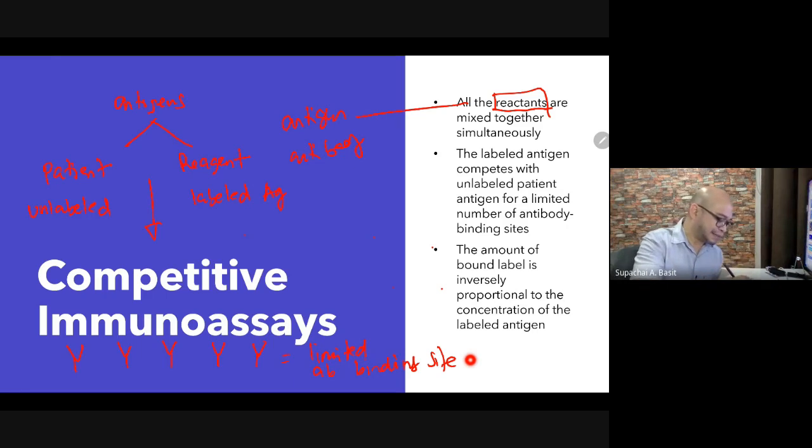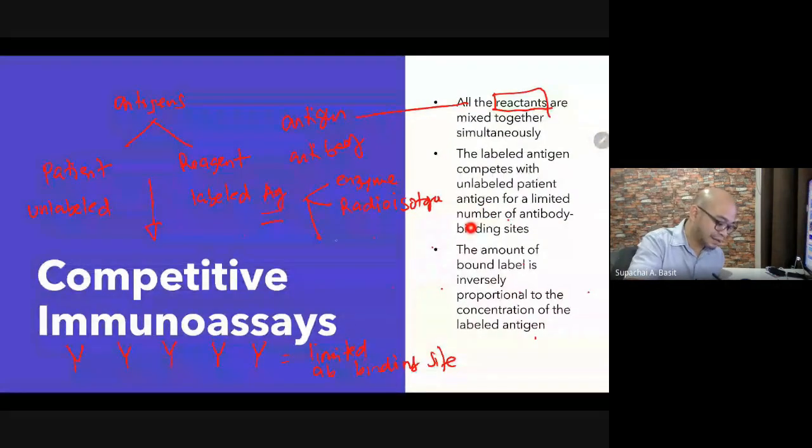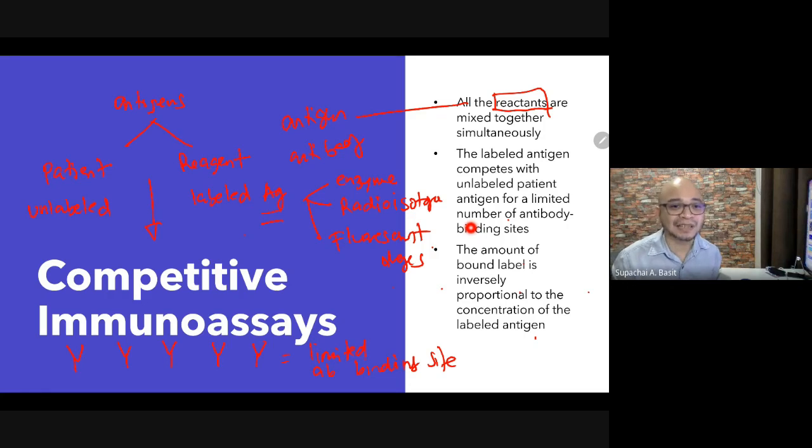Now the reagent is labeled antigen. Labeled with what? Okay, this antigen can be labeled with enzyme, that is for enzyme immunoassay, or this can be labeled with radioisotope. And if they're labeled with radioisotope, this is being used in radioimmunoassay. Or this can be labeled with fluorescent dyes. If it's labeled with fluorescent dyes, then we're using it for fluorescent assay.